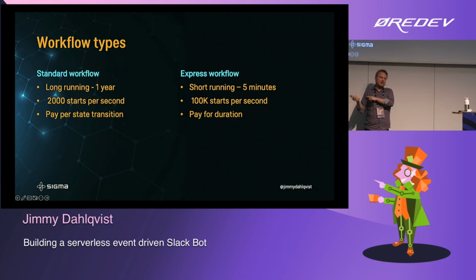And then on the other side, we have the express workflow. The express workflow is for short running things, up to 5 minutes maximum, then it's terminated. And we can do over 100,000 starts per second. For the express workflow, you pay per duration. So if a workflow takes 4 minutes to run, you pay for 4 minutes, meaning you don't want to do long waits because you pay for that. You want to do something quickly and efficiently. Then the express workflow is really good. You can have 2,000 different states in express workflow. You only pay for the runtime.